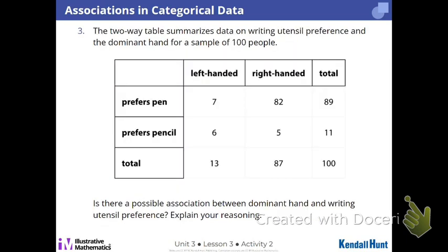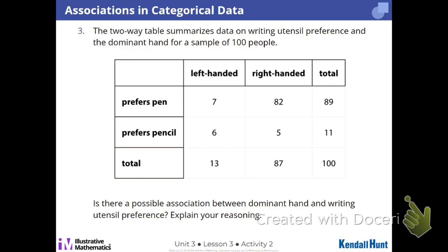Our next table we're going to look at for possible association is what hand you write with and what you prefer, pen or pencil. So with your partner, determine, do you think that there is an association between variables? Raise your hand if you believe there is an association. Raise your hand if you think there is not an association. We need more data. What about this? Could we say there's an association for right-handers but not left-handers? Yeah. I think you could.